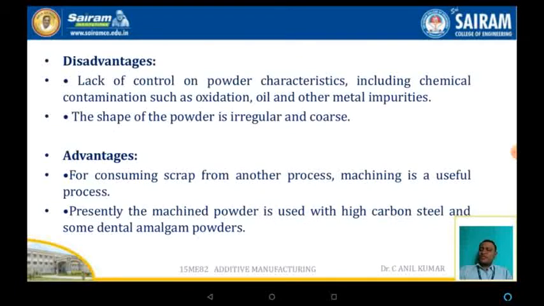The disadvantage in this technique is the lack of control on the powder characteristics, including chemical contamination, oxidation, oil inclusions, and other metal impurities. The shape of the powders is irregular and coarse. Another advantage of this technique is consuming the scrap from other processes. Machining is useful for the further design of the component. Presently, the machined powder is used with high carbon steel and some dental amalgam powder.